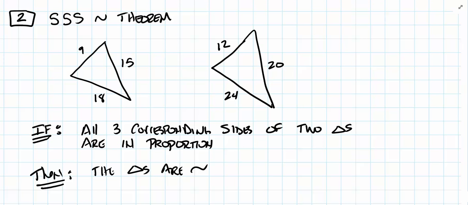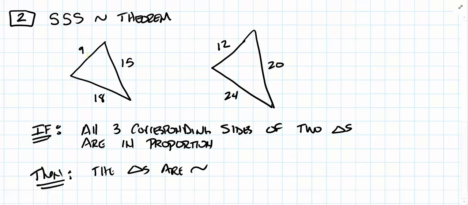Alright, the third way to do this is the side-side-side similarity theorem. And the picture again tells more than I think the actual words do, but we'll connect them both right here for you. Okay, if all three corresponding sides of two triangles are in proportion, then the triangles are similar. Now it's important that you actually check all three. So corresponding sides need to be in proportion.